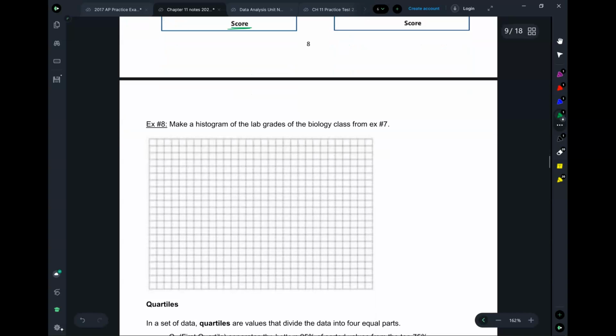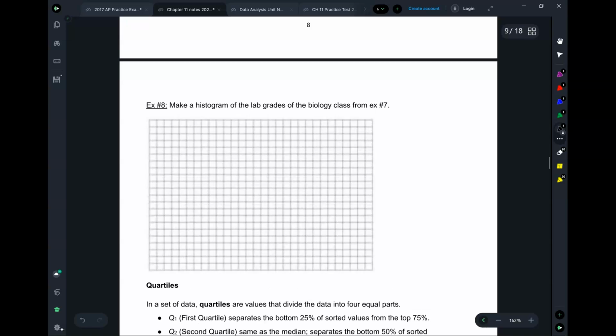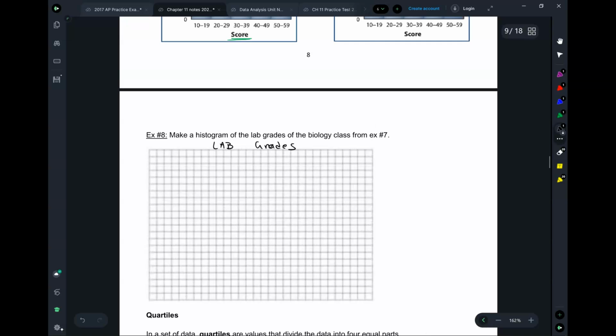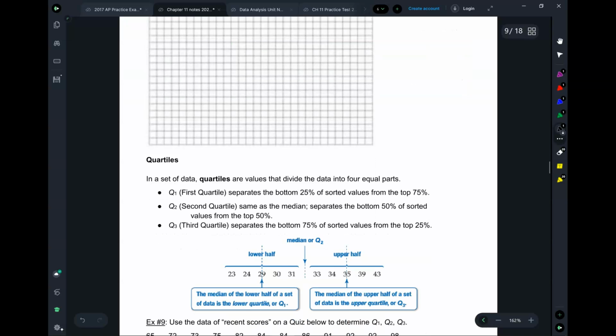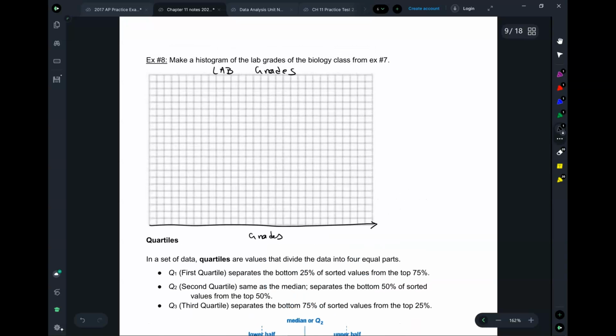That's important. Okay. So let's make a histogram of the lab grades of the biology class. So first we're going to title this lab grades. On the bottom, I have an axis. That's grades. Here, I have another axis, frequency.